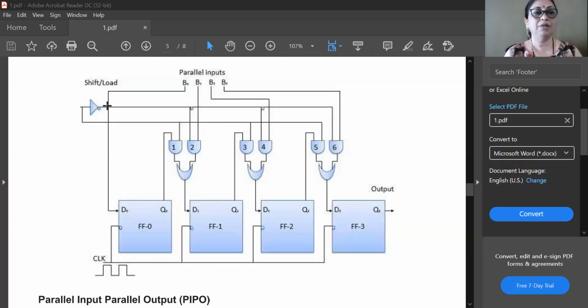So here what we have seen is that as this line is 0, this will be 1, and this line will be 0. And as this line is 0, output of AND gate number 1 is 0, AND gate number 3 is 0, and AND gate number 5 is also 0.